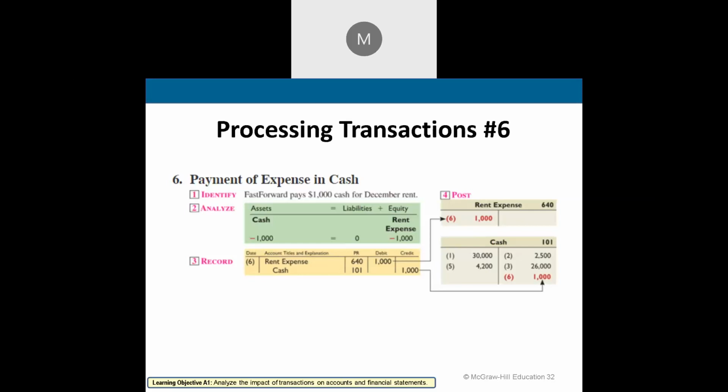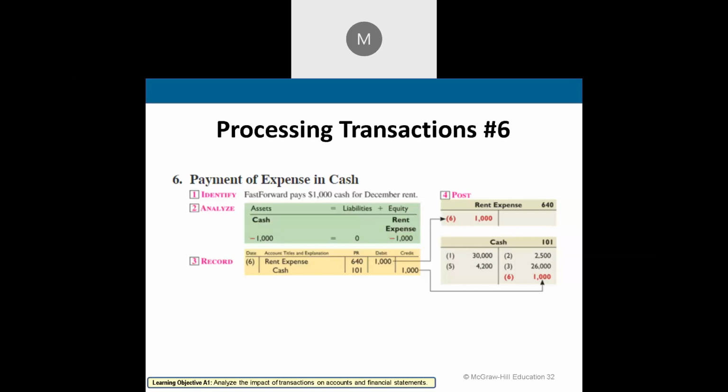We made a payment of an expense using cash of $1,000. We paid our rent. Okay? So, to pay the rent, we decrease our cash asset and we increase our expense equity.